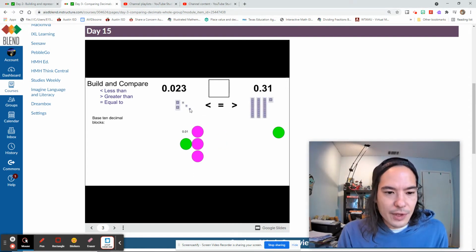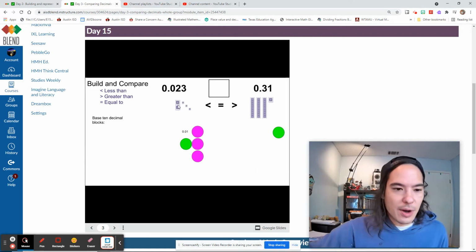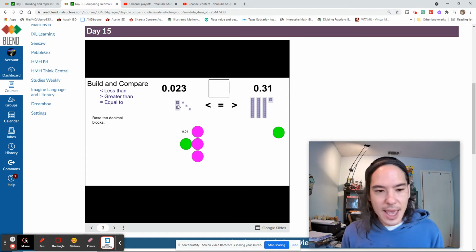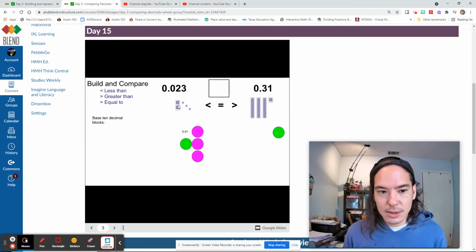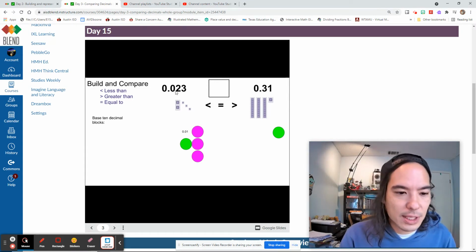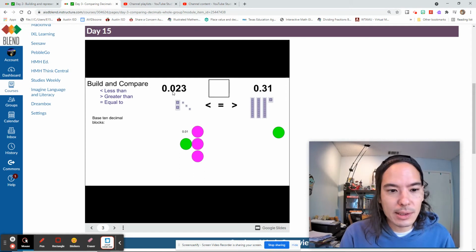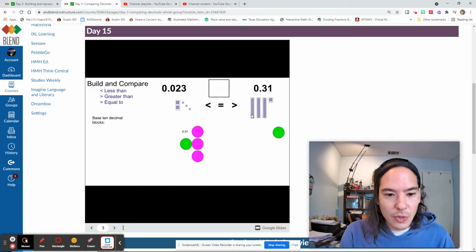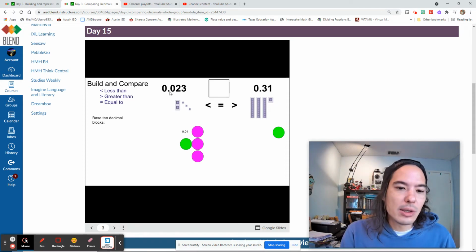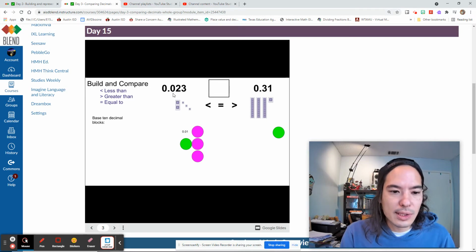First thing that they're going to do is show you in base 10 form. On the left, we're looking at 23 thousandths. As you can see, there's a zero in the tens place. There's 2 hundredths and 3 thousandths. On the right side, we're looking at 3 tenths and 1 hundredth. So we're trying to figure out which one of these numbers is larger. Which one would the alligator want to eat, or are these numbers equal?